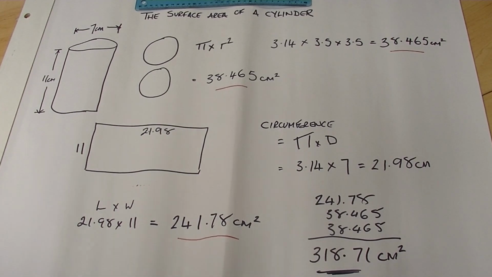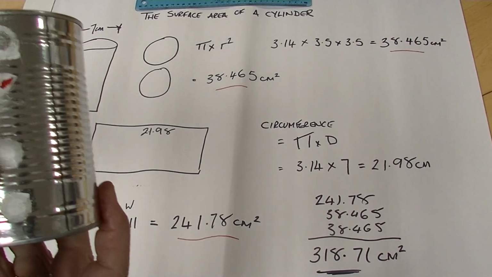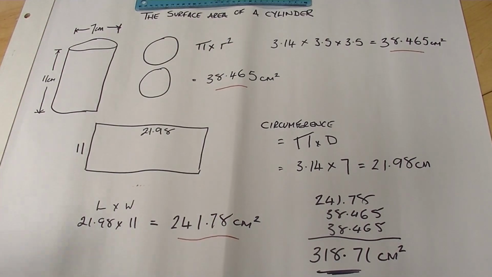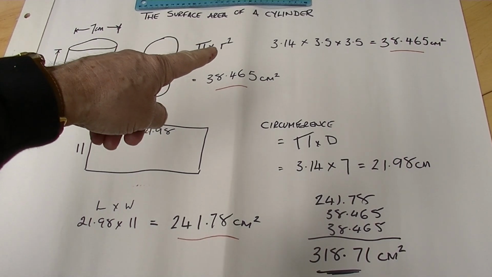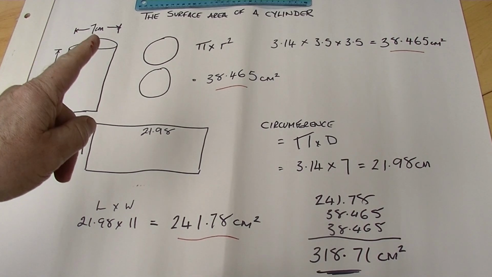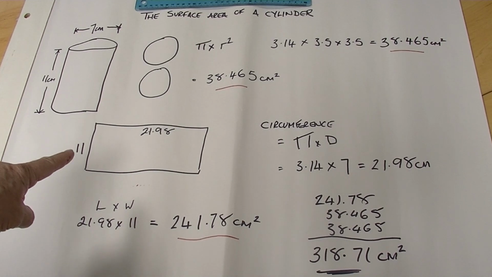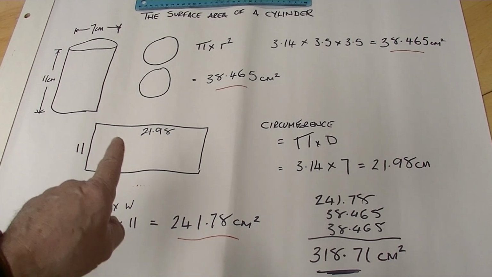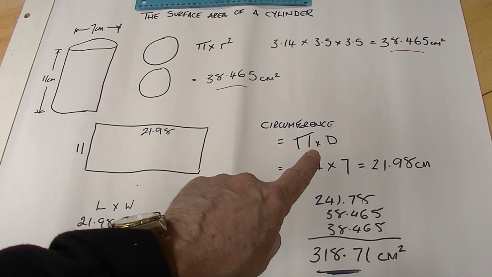So key things to remember when you're working out the surface area of a cylinder. What shapes make up the cylinder? 2 circles and 1 rectangle. Remember the formula to work out the area of a circle, pi times radius squared, remembering that the radius is half the diameter. For the rectangle, we've already got one of the measurements. To work out the missing measurement, we need to use the circumference, which is pi times the diameter.